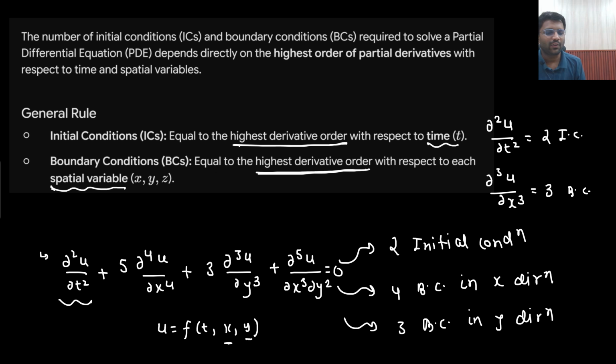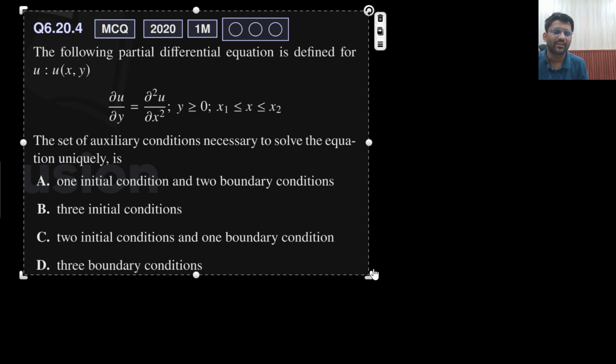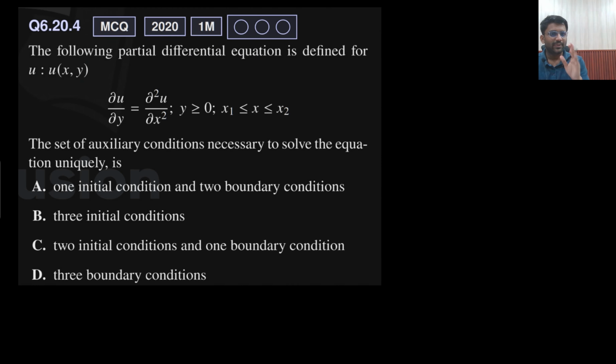Job done. Only one question has been asked on this topic, which I feel is wrong. If this question is coming in your examination hall, what answer will you put? Here I don't find u, I only find a function of x and y. Now, did they mention that x is space and y is time? Did they mention anything? No. So by default, what would you take? x and y are space coordinates.